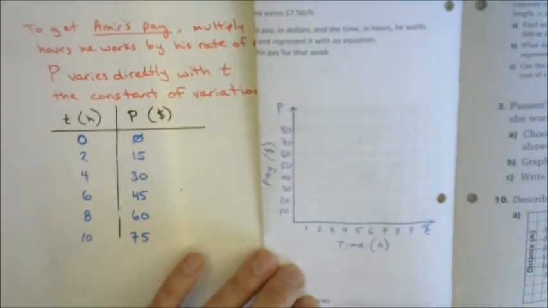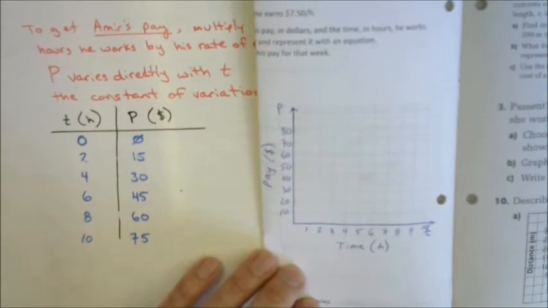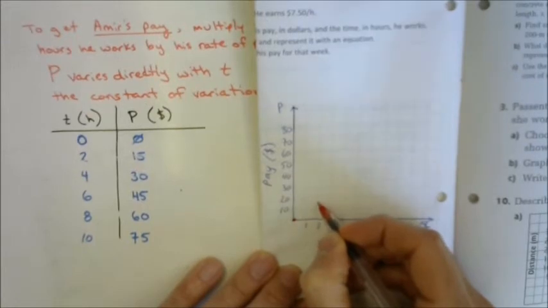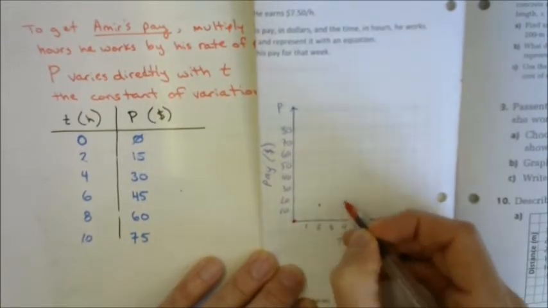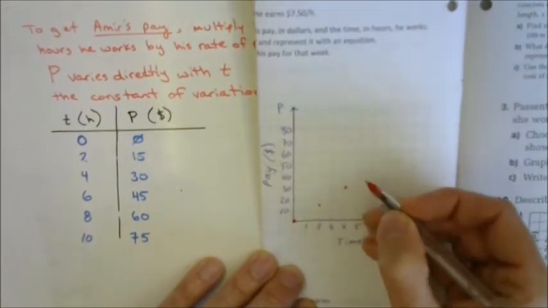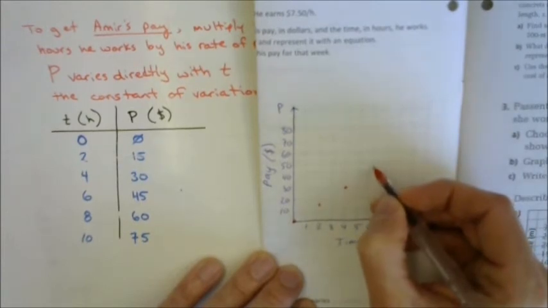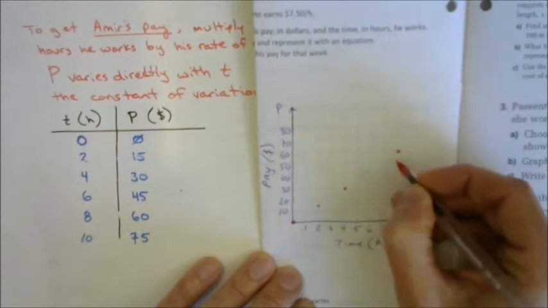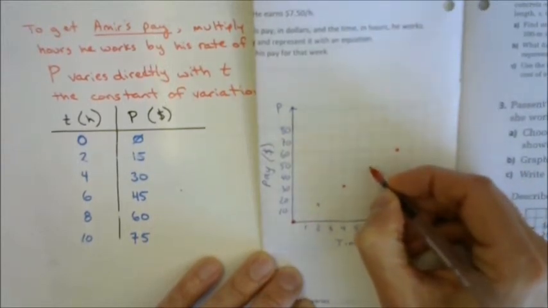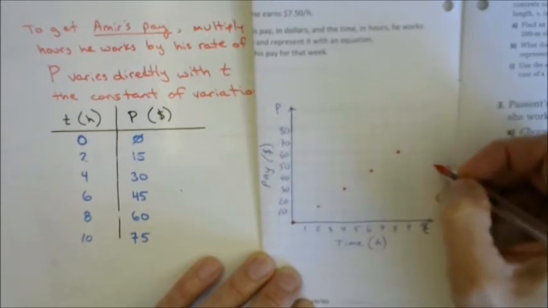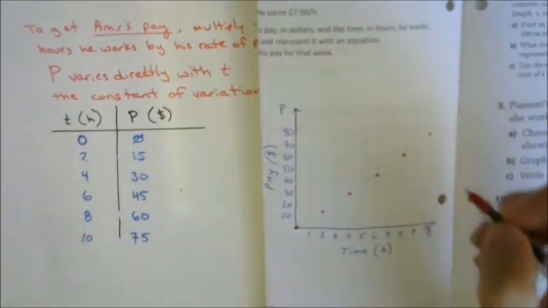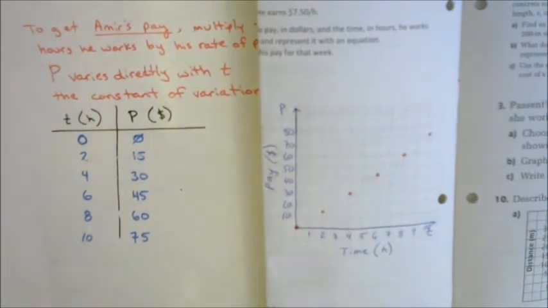Ladies and gentlemen, go ahead and plug in your coordinates. Plug in your data. You have 0, 0. You have 2, 15. And keep going. And we can draw a line through our points with a ruler, please.